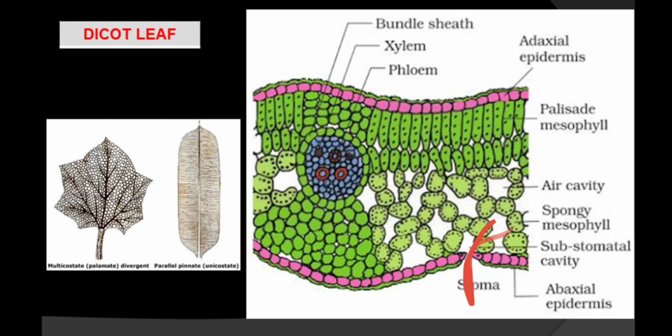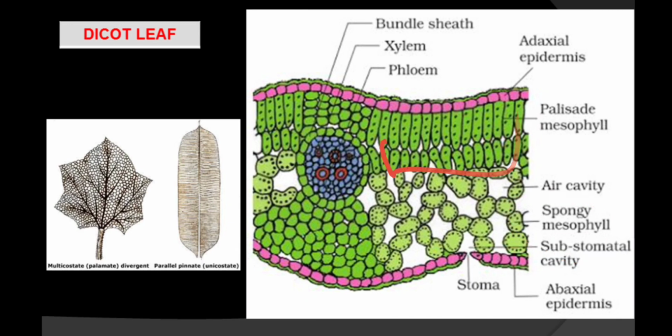Now if you look at the mid part of the leaf, you will see the mesophyll cells in this part, and the mesophyll cells are differentiated into two parts. The upper part, which contains cylindrical cells, is known as palisade mesophyll, or we can say palisade parenchyma, and the lower part, which has circular or oval-shaped cells, is known as spongy mesophyll.